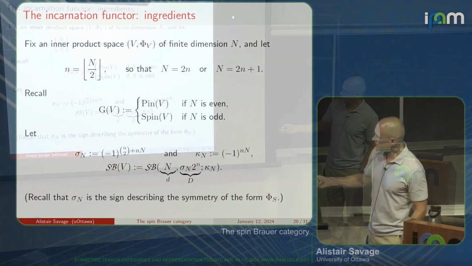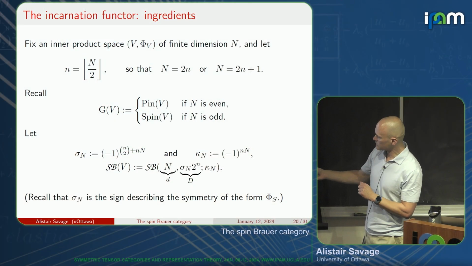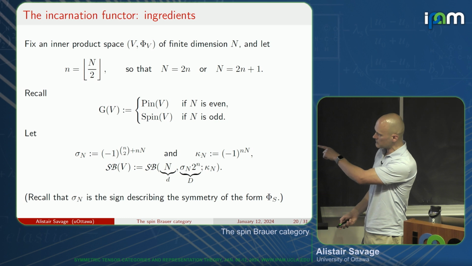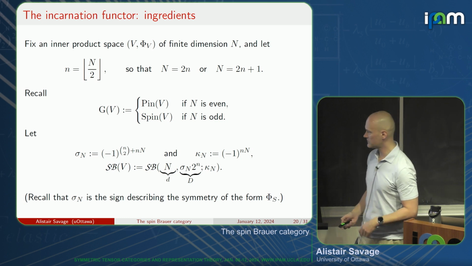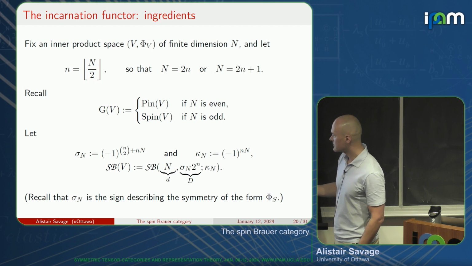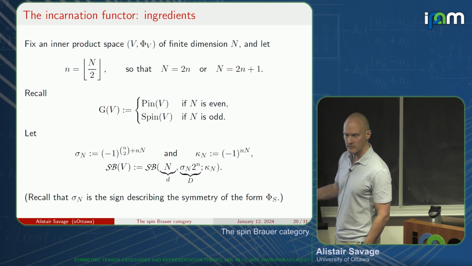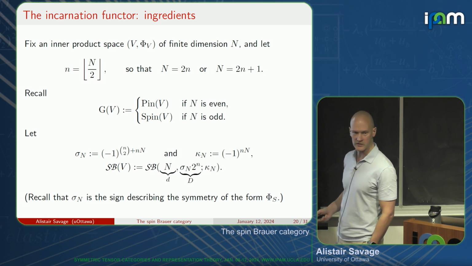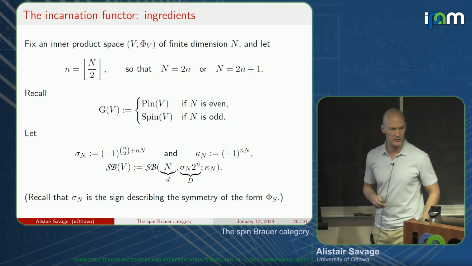And then kappa n turns out to be minus 1 to the little n big N. And again, that depends on big N mod 4. All right, so you see this sign appearing in that way. And this sigma n, if you remember, this was describing the symmetry of this form. So when that's +1, the form was symmetric, and when it was -1, it was skew symmetric. So it's the same sigma n that we're seeing there.